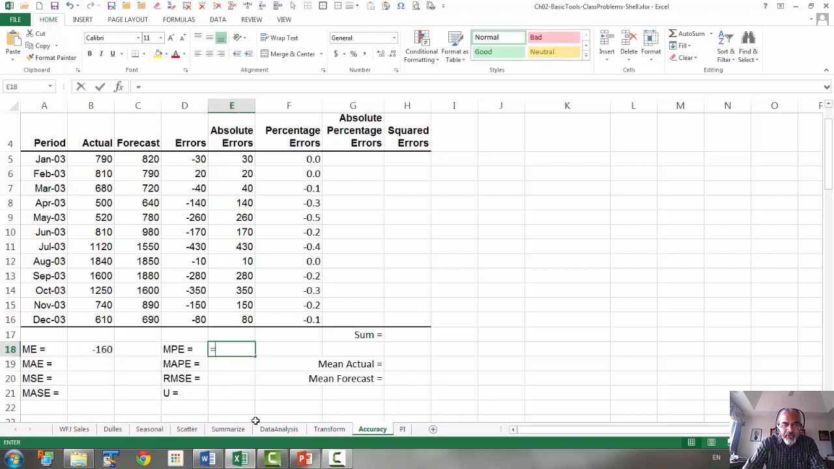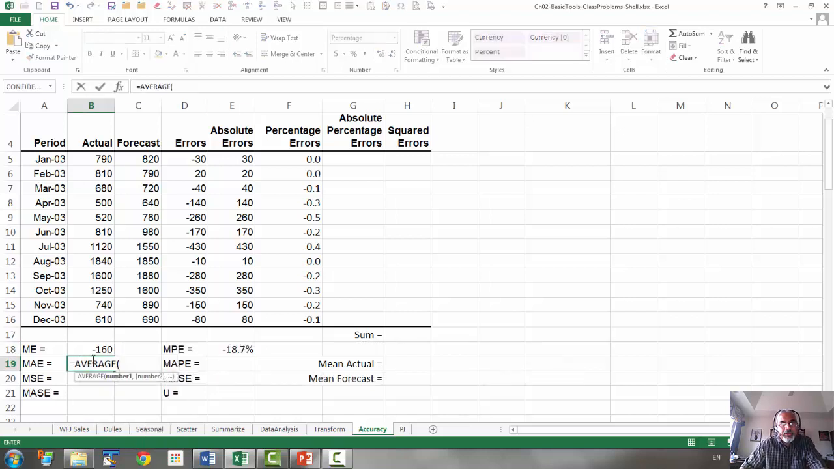So let's look at the average of the percent errors. The average of the percent errors gives you the mean percent error. Mean percent error, like ME, we'll make that into a percentage. It measures the bias. Now if you take the average of the absolute errors, what we get is the mean absolute error. This is also known as MAD. MAD means the same thing. So that's our mean absolute error.